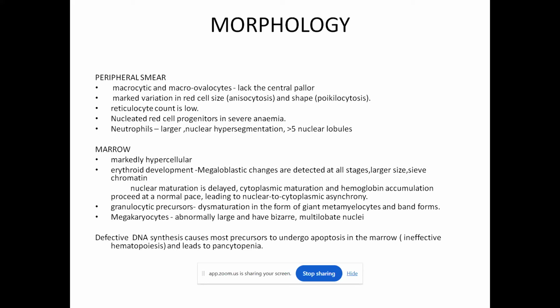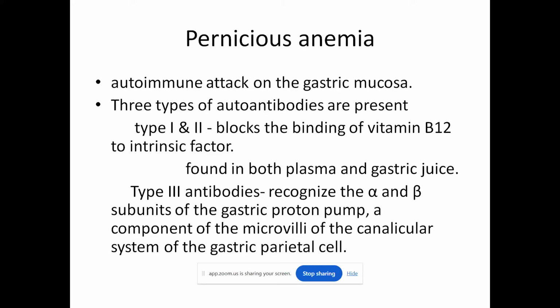In the granulocytic precursors, due to the dysmaturation, there will be giant metamyelocytes and giant band forms, and megakaryocytes will also have abnormal bizarre forms. Due to the defective DNA synthesis, these precursors will go for apoptosis. This is called ineffective hematopoiesis. So the marrow cells will be more, but they will go for apoptosis. Due to that, peripheral blood will be having pancytopenia.